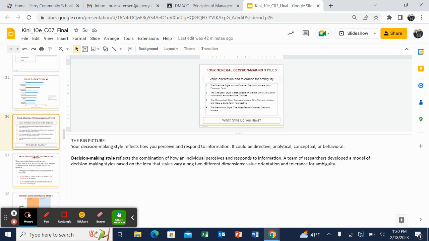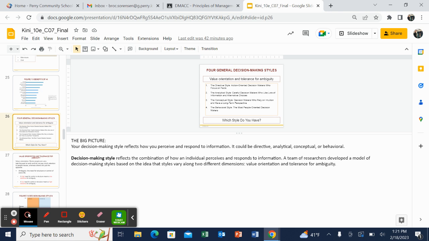All right. Now, as we switch gears into 7.5, we take a look at the 4 general decision-making styles. Decision-making style reflects the combination of how an individual perceives and responds to information. A team of researchers developed a model of decision-making based on the idea that styles vary along 2 different dimensions: value orientation and tolerance for ambiguity.